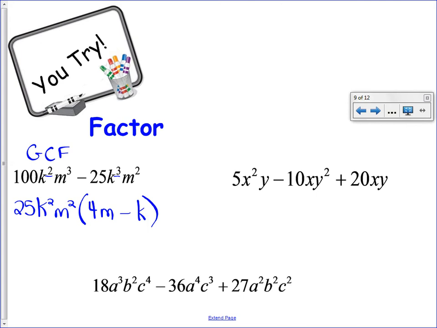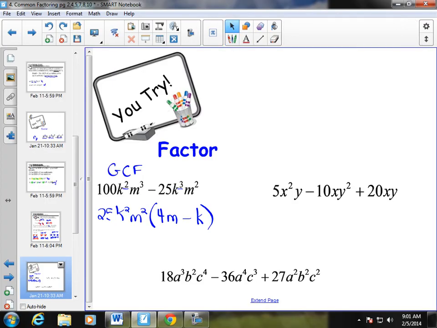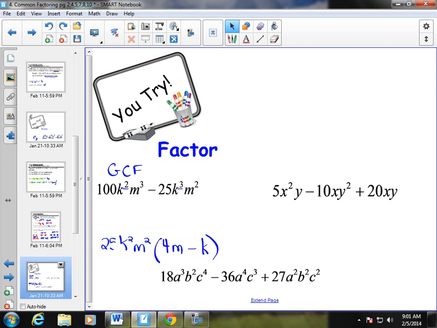Do you want me to write the middle step for you? I'll do it. Okay, I'm just going to write the middle step in here. So I divide each step: 25k squared m divided by 25k squared, it's m squared. My k squareds cancel out because there's a 2 and a 2. 100 divided by 25 gives me 4. I have an m cubed and m squared, so I do 3 minus 2, which gives me 1m.